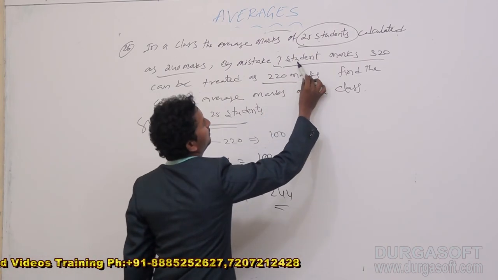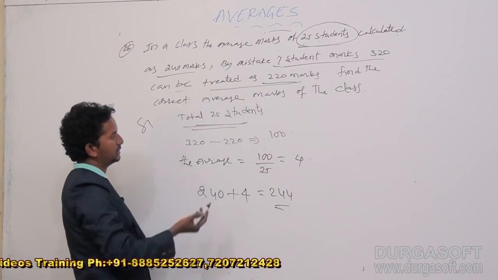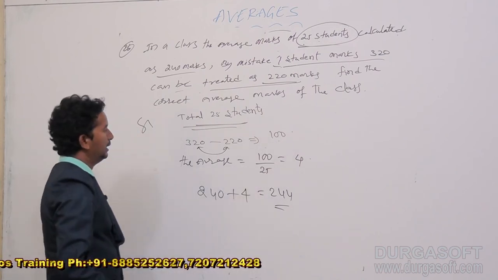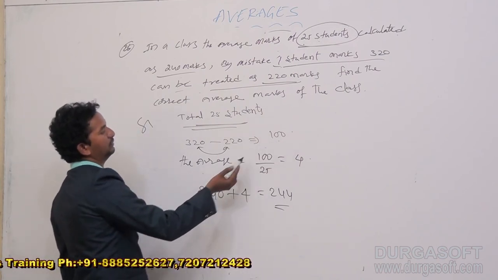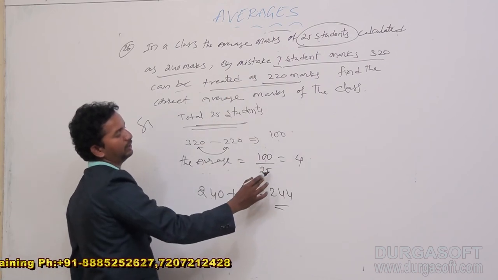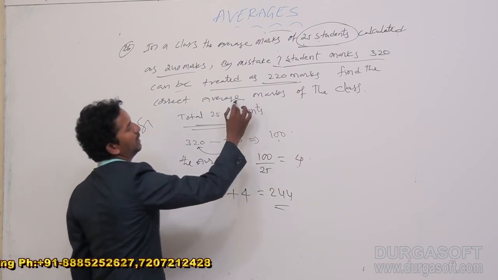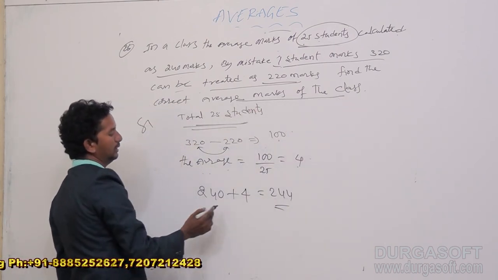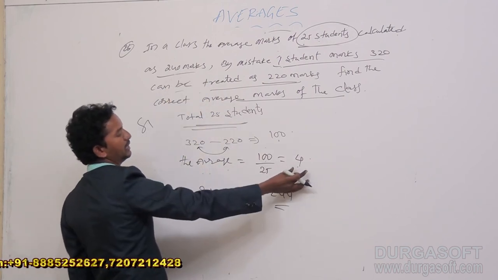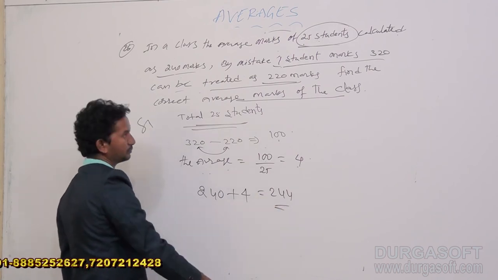In a class there are 25 students. One student's mistaken 320 marks were treated as 220 marks, and the difference of these marks is 100. The average over all 25 students is 4. Now to find the correct average marks of the class: 240 is already there, plus the average 4, so it comes to 244.